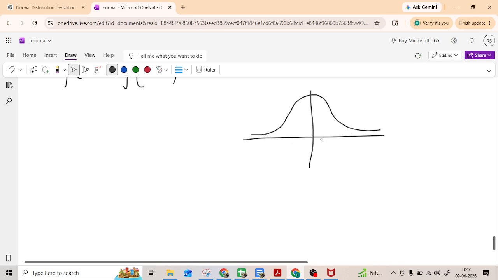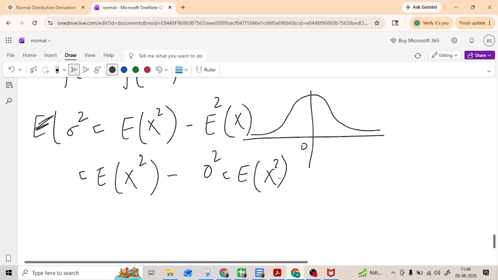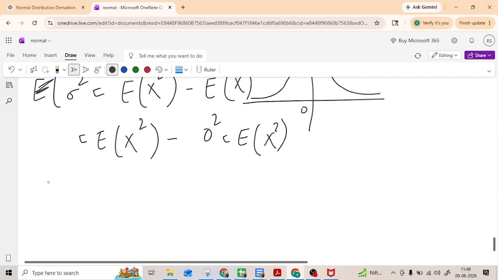Okay, mean is 0. So let's find out what is the variance. Let's say variance is sigma square. We know that the variance is defined as E of x square minus E of x whole square. Now we don't know the value of E of x square, so let it be as it is. But we know that E of x is 0, so 0 square is always 0, so it is E of x square. Now here comes the fun part. Now what would be E of x square?